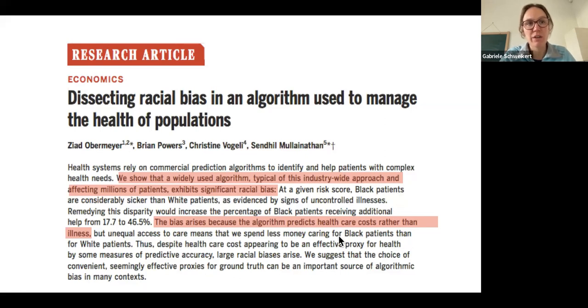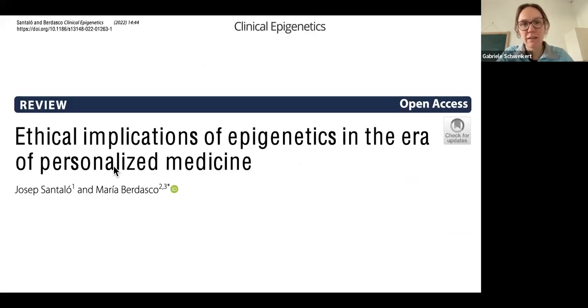And that generates an inequality of opportunity for already disadvantaged parts of the communities. How does that look in the field of epigenetics? This is a growing field of research, but it's not as well studied yet, I think. The concerns are also present, and potentially even bigger than in genomics.